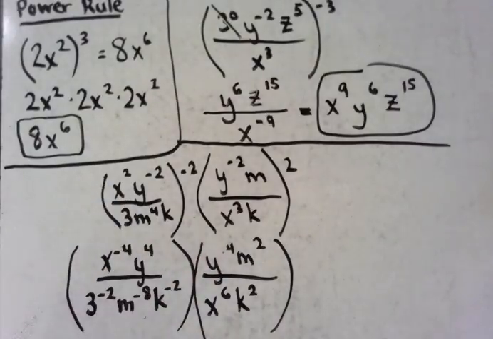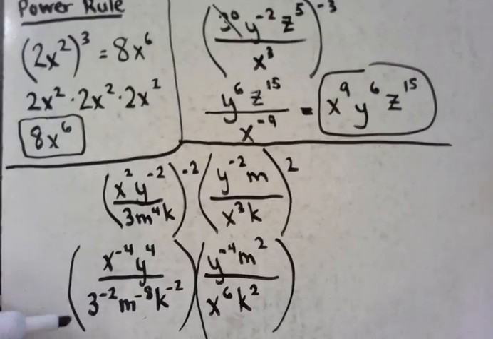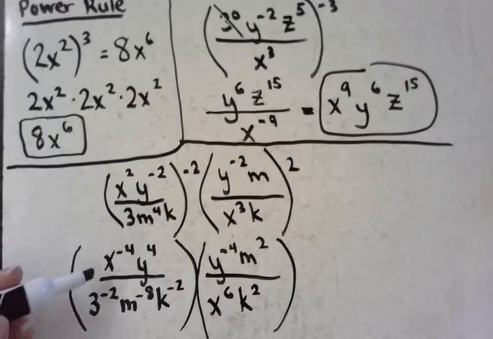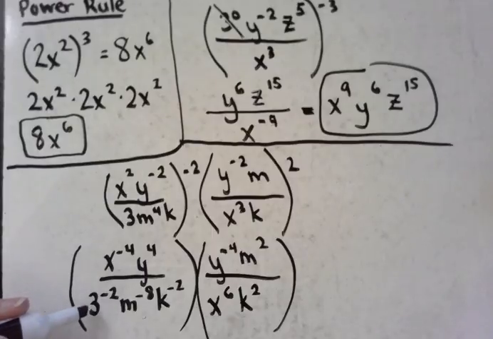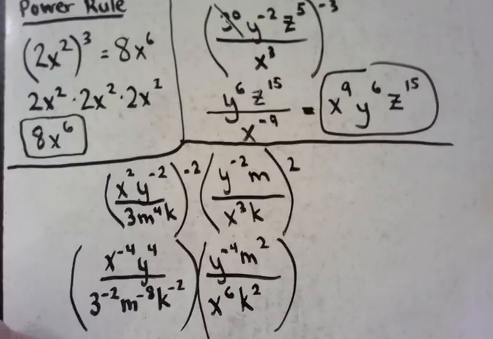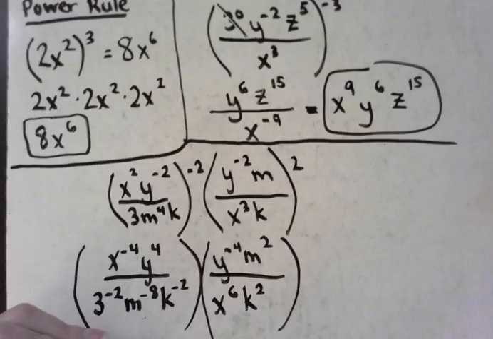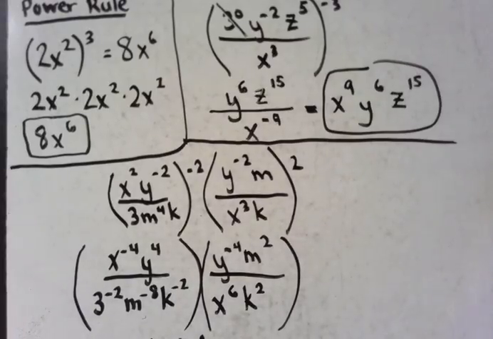So when I put everything in the numerator, I can just move things that have a negative exponent up to the top. With this first one, the 3 to the minus 2 goes up on top, and it becomes 3 to the second power, which is just 9. And then I have x to the negative 4th, y to the 4th. The m to the 8th becomes positive, and the k squared also. So I've moved everything up top. Same thing for the second one. I'm going to go ahead and move everything up top.